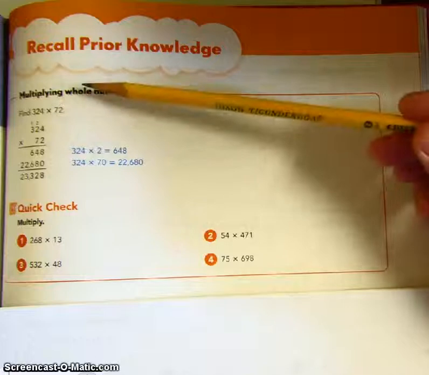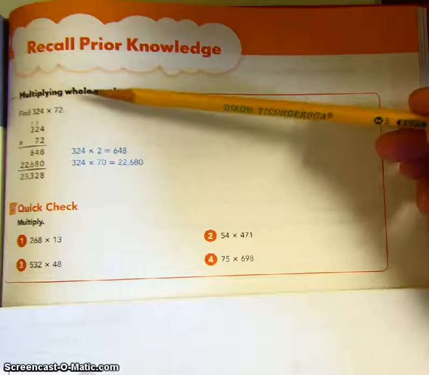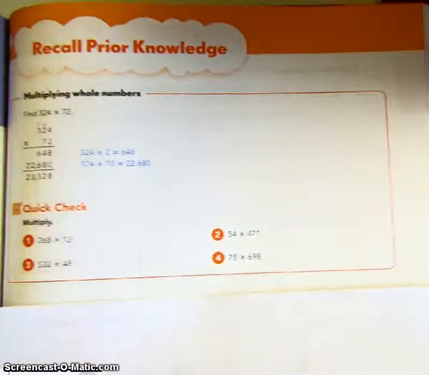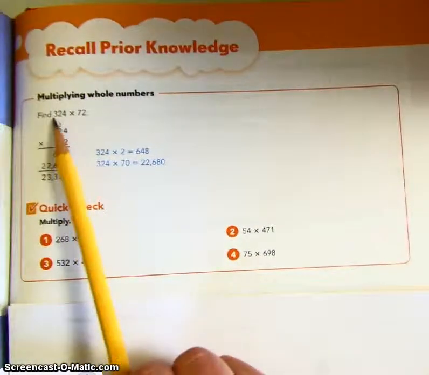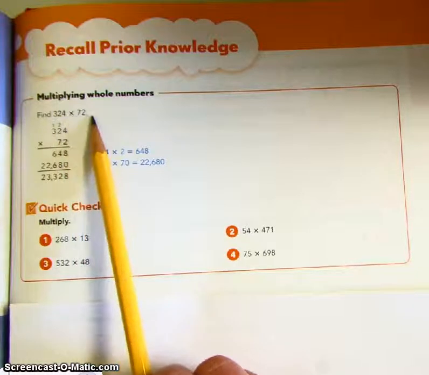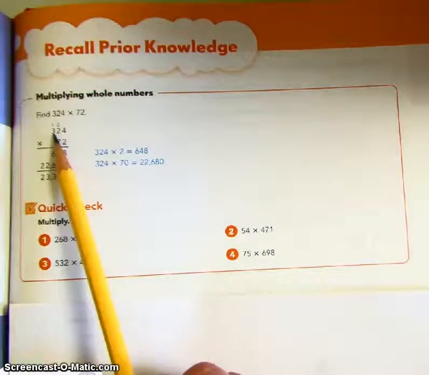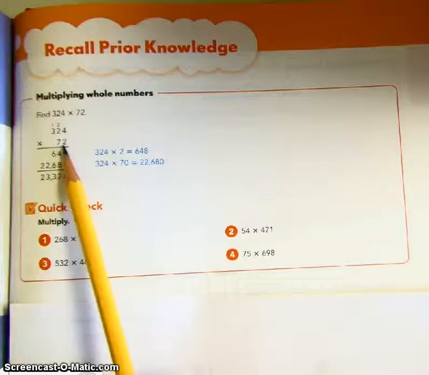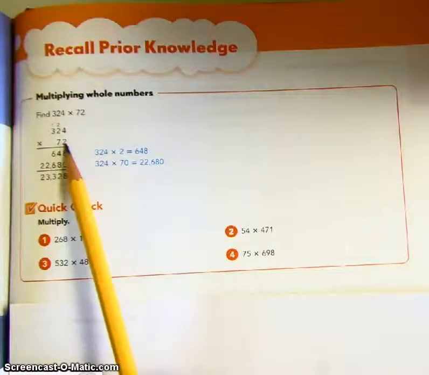The first thing we need to know that we're going to be using in our rates unit is multiplying whole units. So multiplying whole units, if you remember, that's just where we take a whole number like 324 and times it or multiply it by 72. So what they've done here is 324, they wrote it down, put 72 lined up the ones positions.